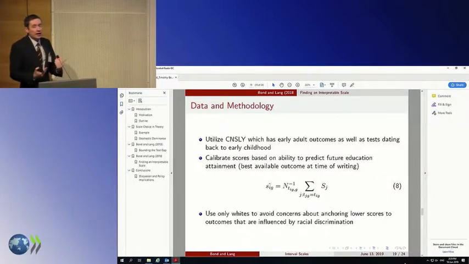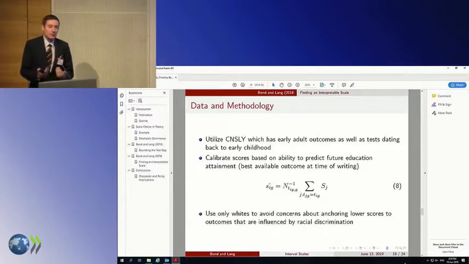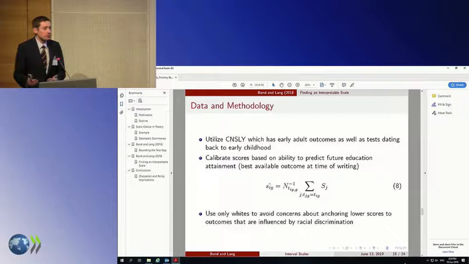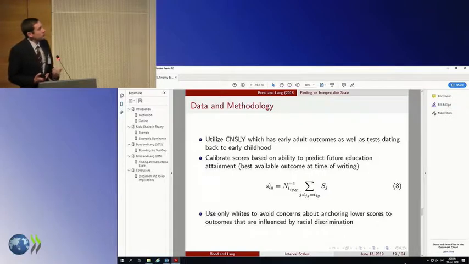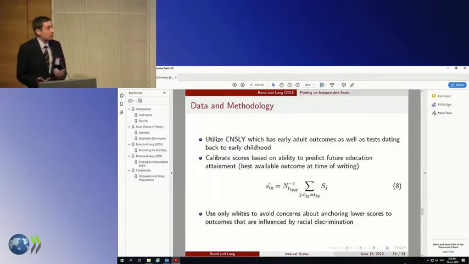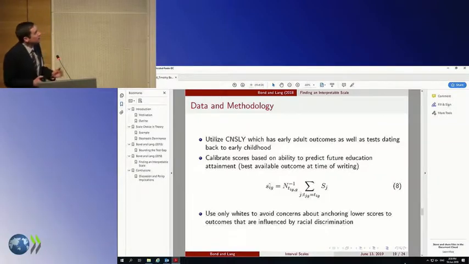So let me talk about how we're going to apply this in practice. We're going to use our CNLSY data. The CNLSY is great for this because it allows us to observe the outcomes of children. Basically, we see test scores for children all the way back to when they're 4 years old, all the way through school, and then we see their adult outcomes when they're in their 20s and 30s. So we're going to calibrate our scores based on the educational attainment we see for these kids by the time they're age 25. The reason we use educational attainment and not wages is that when we wrote this paper, the children were not really old enough to have good wage data. And unfortunately, they also hit the labor market right during the Great Recession, so even if they had good wage data, they wouldn't have had jobs anyway. So they all got schooling.